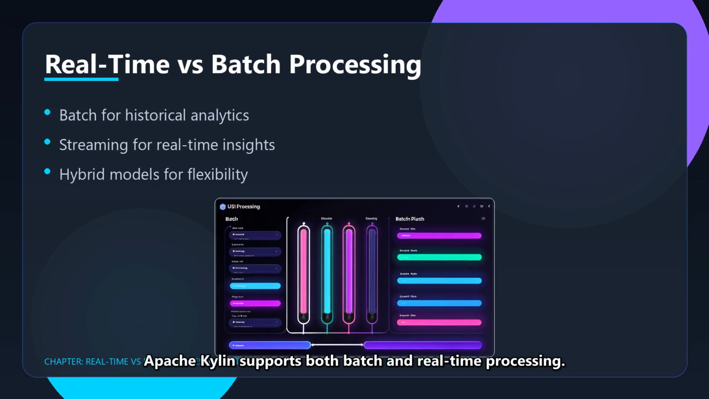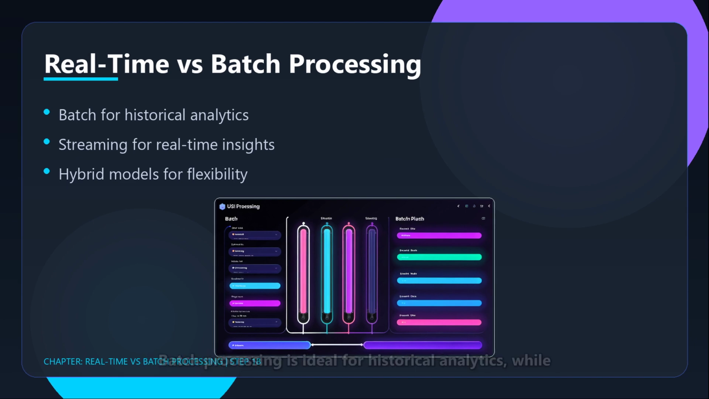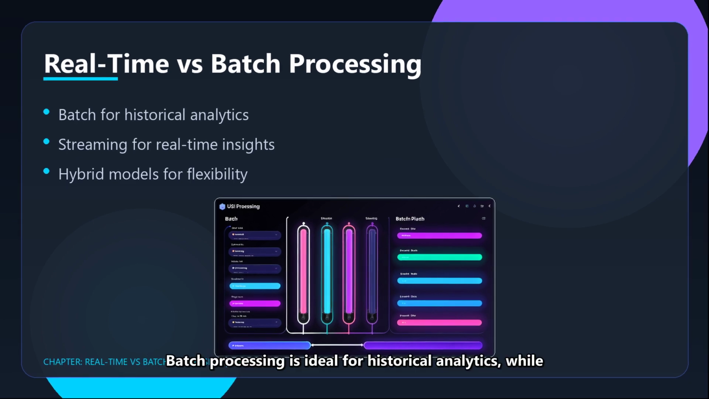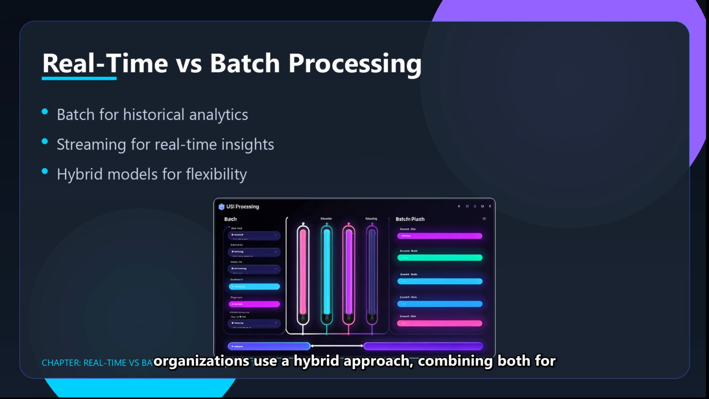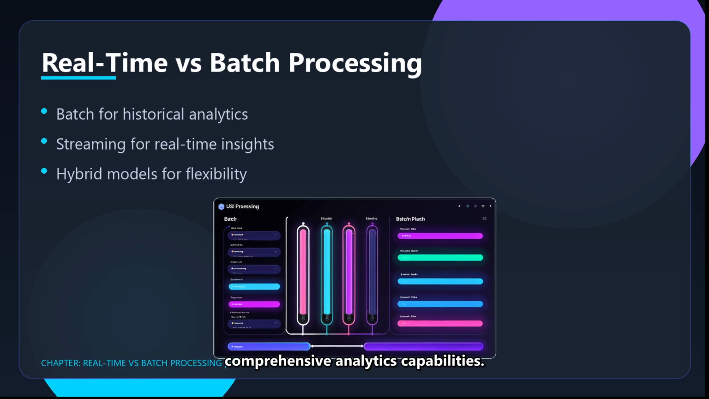Apache Kylin supports both batch and real-time processing. Batch processing is ideal for historical analytics, while streaming ingestion via Kafka enables real-time insights. Many organizations use a hybrid approach, combining both for comprehensive analytics capabilities.